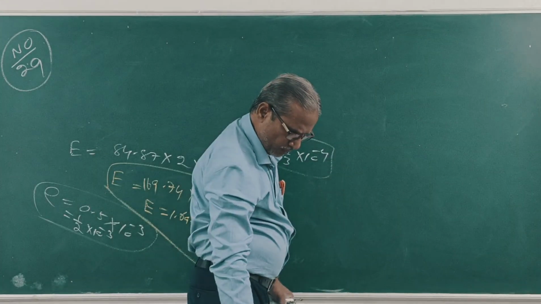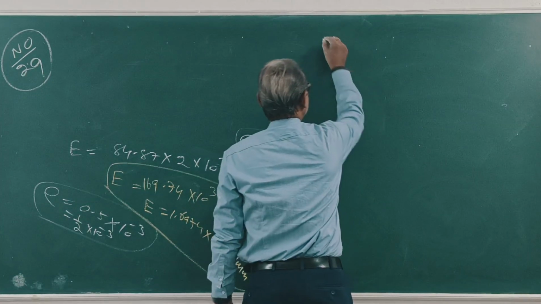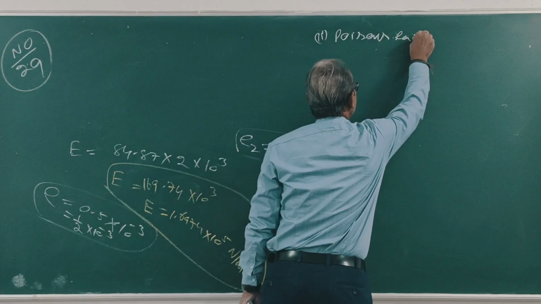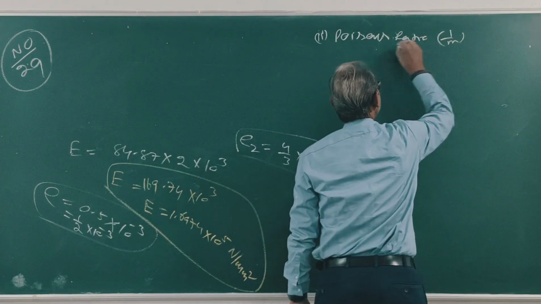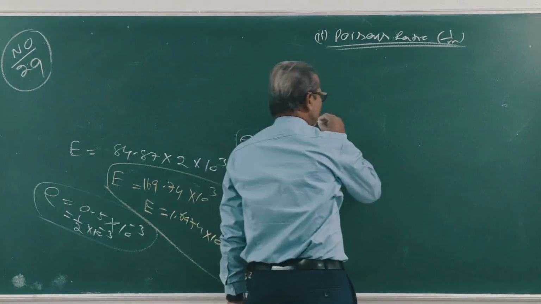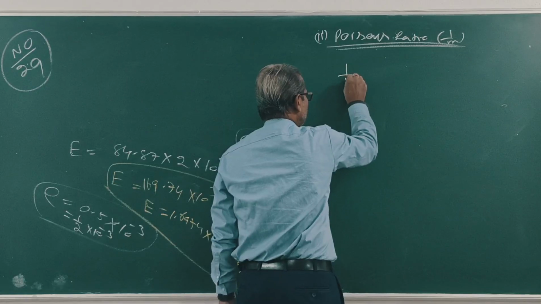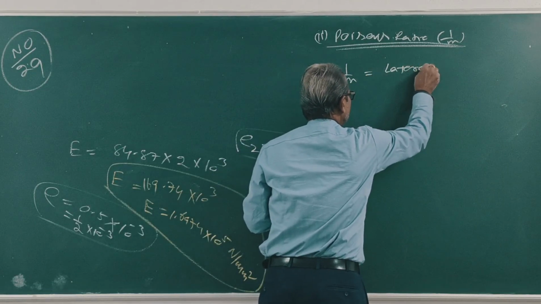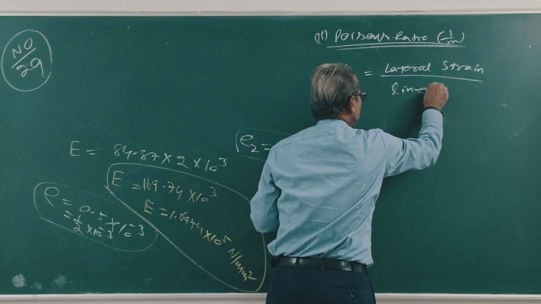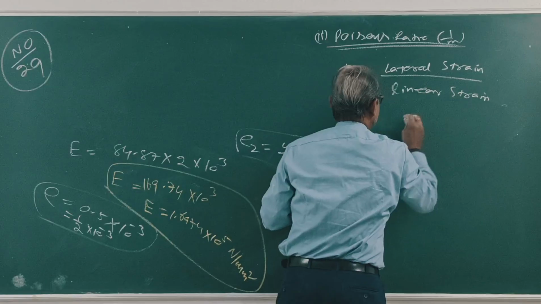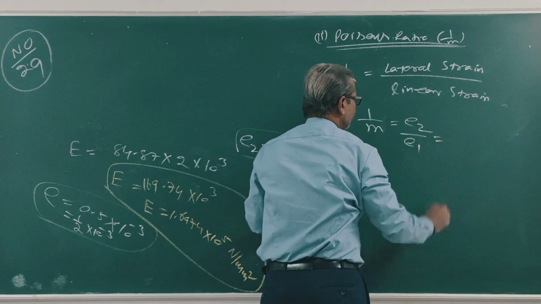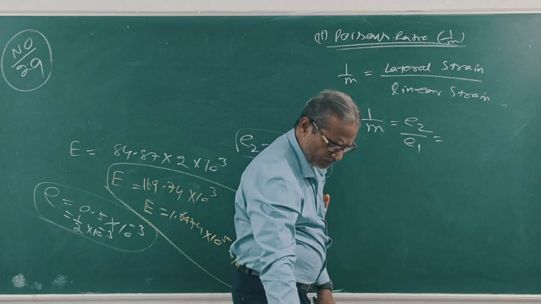Now, Poisson's ratio is 1 by m. Number 2. Poisson's ratio 1 by m. Clear? Lateral strain by linear strain is 1 by m. So 1 by m is equal to lateral strain by linear strain. That is, 1 by m is E2 by E1. Right? E2 by E1. What is E2?